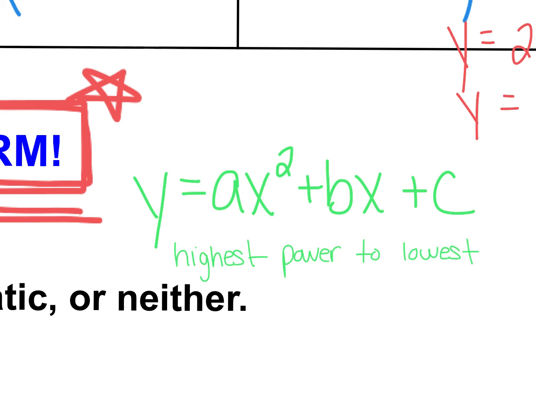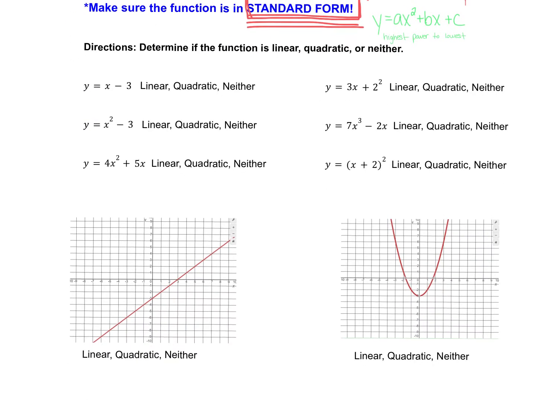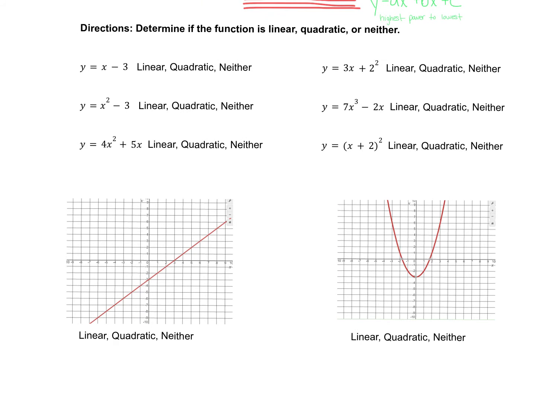Okay, so now let's zoom back out and let's decide. Determine if the function is linear, quadratic, or neither. I want you to go through, so the first one is y equals x minus 3. You're just going to circle linear, quadratic, or neither. And I want you to go through all 8 of these problems. So pause your video and try to do them. Okay, hopefully you paused your video. If not, you guys aren't doing very good at following your directions. But if you paused your video, that's fantastic.